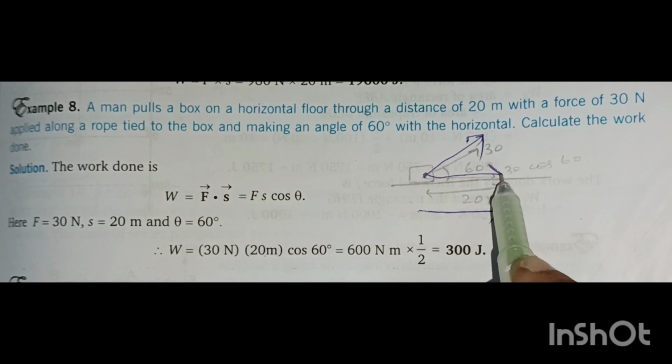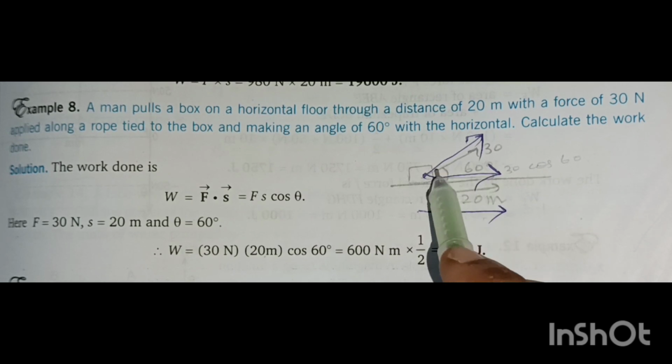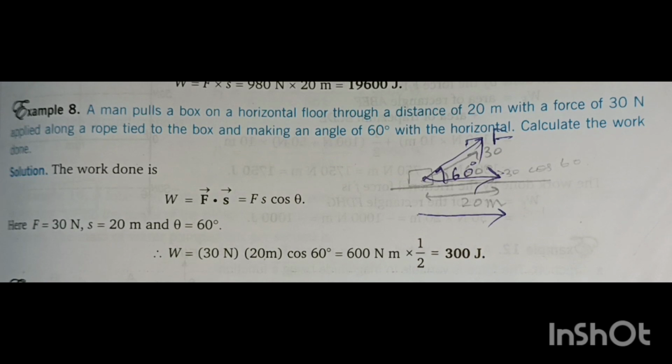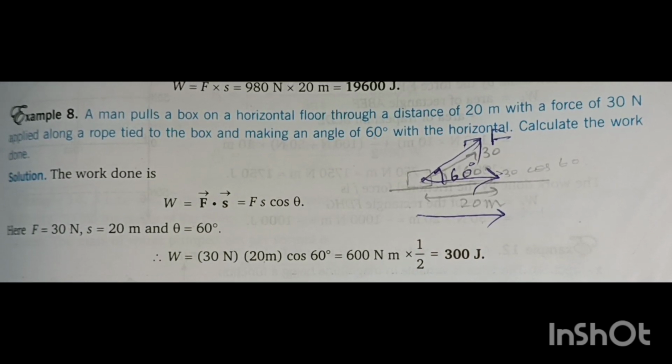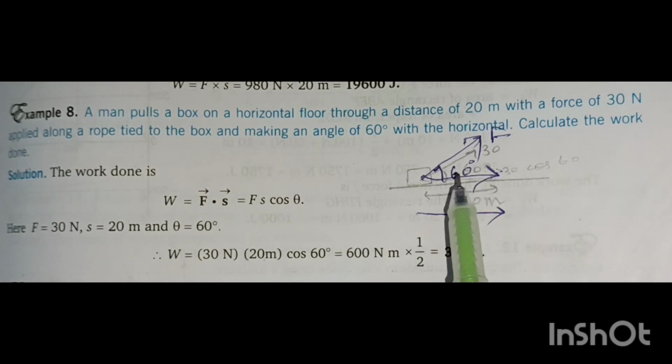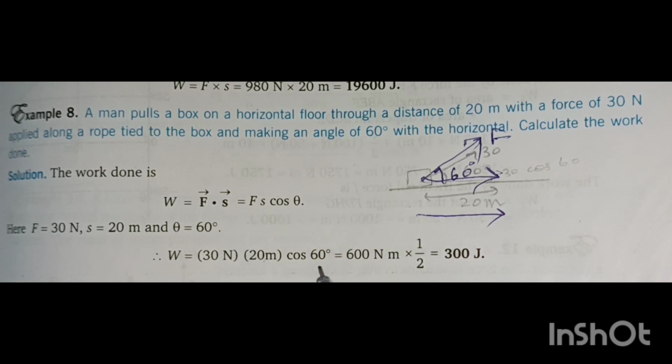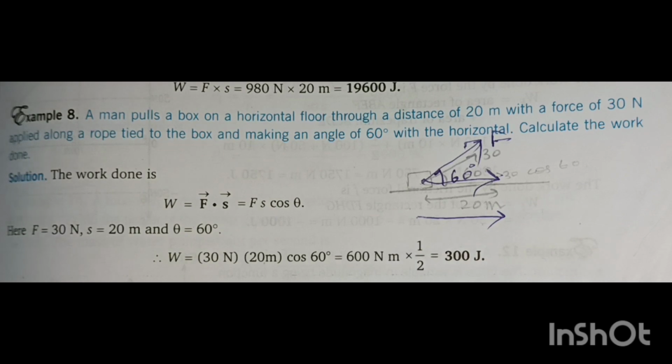That is the horizontal component. So what is that force? If this is 60 degree and this is F, then this is F into cos 60. That is how we have to write. So please don't blindly think it is F cos theta. You have to remember the reason why. You have to take the component of force in the direction of displacement. So that's why we are taking F cos 60. The value of F is 30, S is 20 and cos 60 is 1 by 2. So 300 joule. This is the answer.